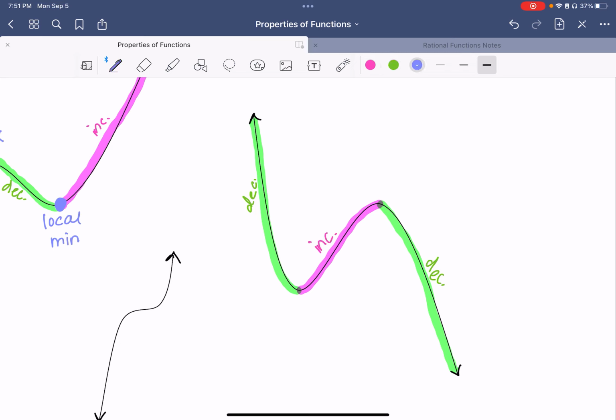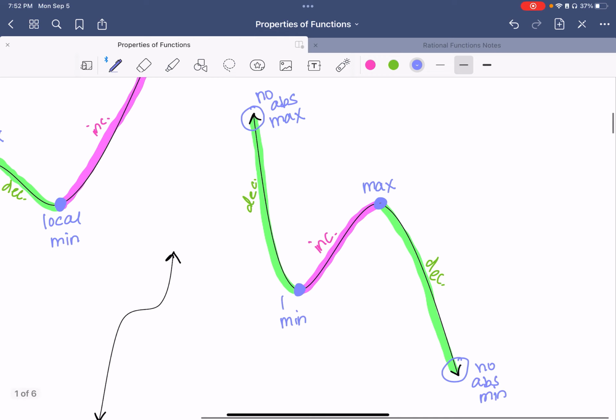Okay, anytime there's a change in direction, here and here, we have an extrema. So this has to be a minimum, the other one has to be a maximum. Okay, but notice that these go up and down forever, right? So this one, when it goes up to positive infinity, there's no absolute max. And when it goes down to negative infinity, there's no absolute minimum. So if there's no absolute, these other ones by default have to be local or relative maximums and minimums.